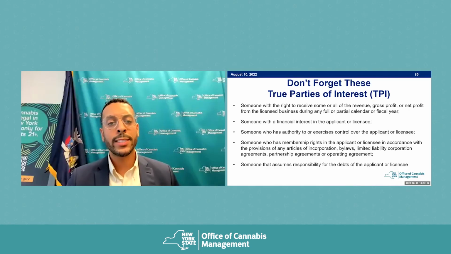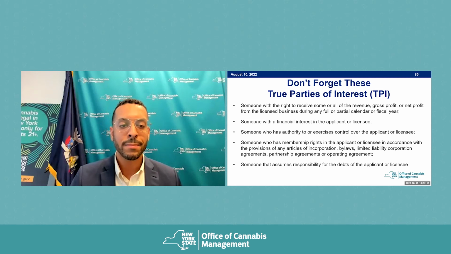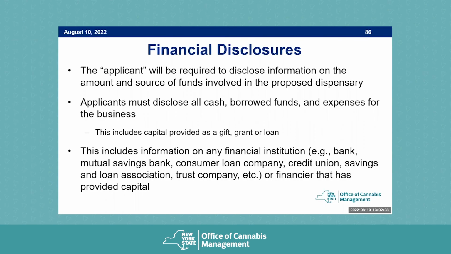Here are some more examples of what a TPI could look like. Remember, you'll need to submit information on anyone involved in your application who meets these definitions. You will have the opportunity to update that information if your ownership structure does change. For example, if you bring in new investors, they will also have to complete the TPI disclosure. It's very important that OCM is aware of all the different TPIs involved in each application. This is because the MRTA states that no one individual can have an interest in more than 3 cannabis licenses. We have an obligation to make sure that no one individual or company or financier is getting involved in more than 3 different licenses and applications.